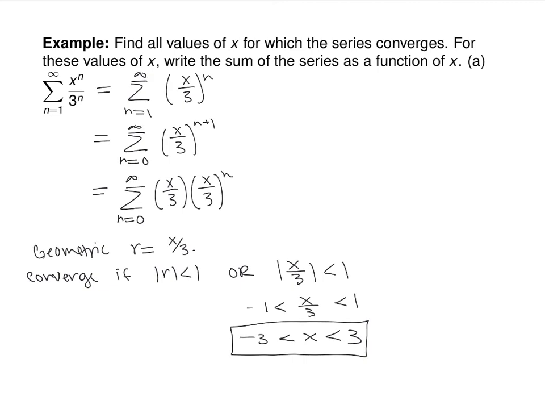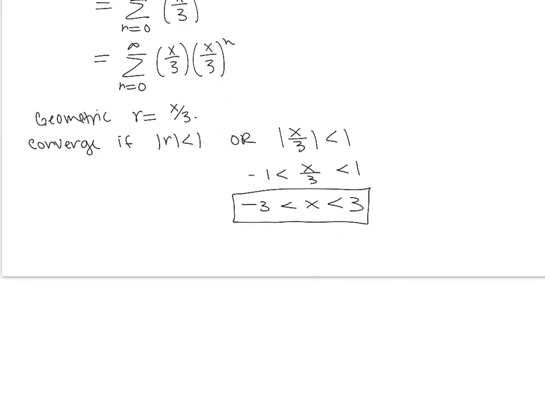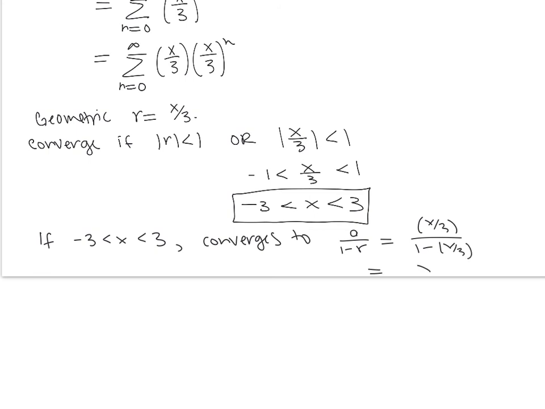So those are the values that the series will converge for. And if your x is within those values, so if you have -3 less than x less than 3, this series converges to a over 1 minus r, which in this case specifically is x over 3 over 1 minus x over 3, or x over 3 minus x. So for any x's within that domain, from -3 to 3, that series will converge to x over 3 minus x. If your x's are outside that domain, the series will diverge and you cannot use that last formula that we found.